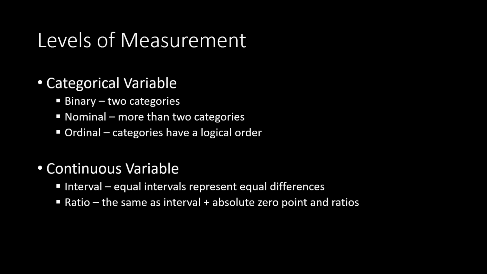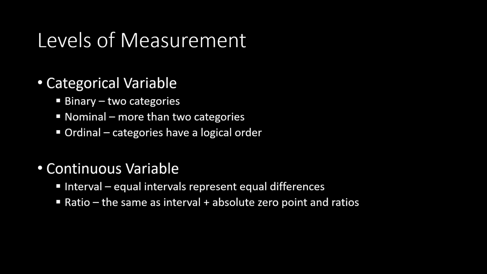Similarly, the difference between ratings of 1 and 3 should be identical to the difference between ratings of 3 and 5. The second type of continuous variable is a ratio variable. In addition to the requirements of an interval variable, the ratios of values along the scale should be meaningful. And what does this mean? Well, it means that the scale must have a true and meaningful 0 point.